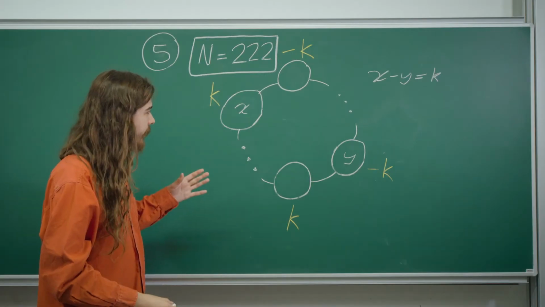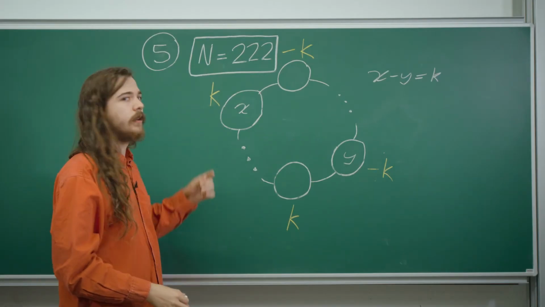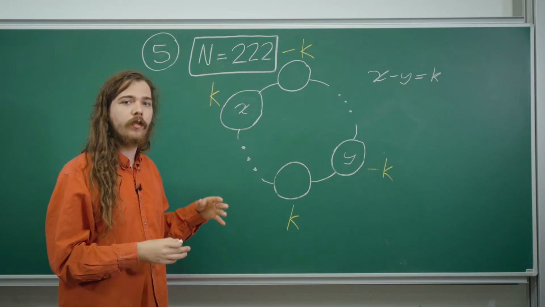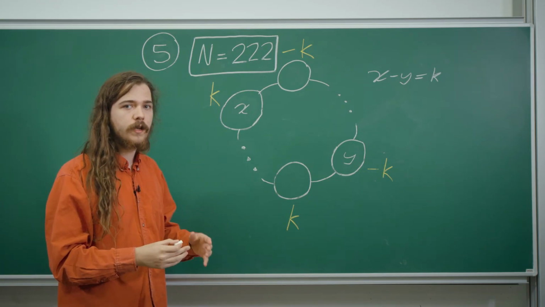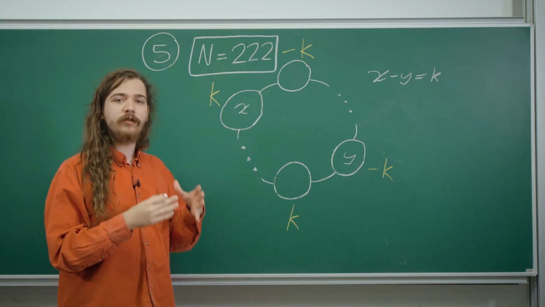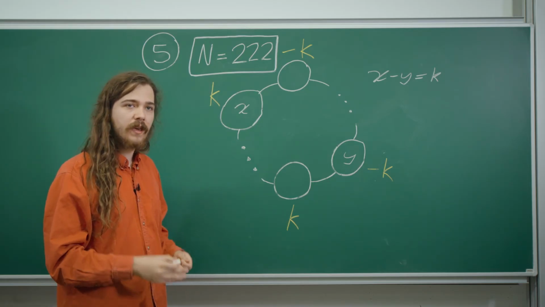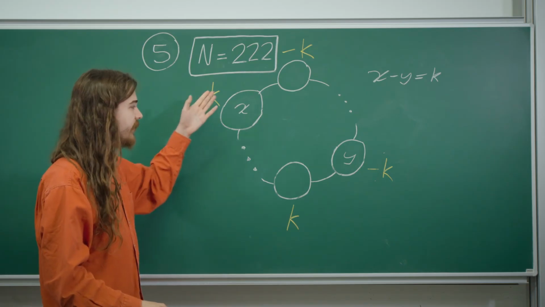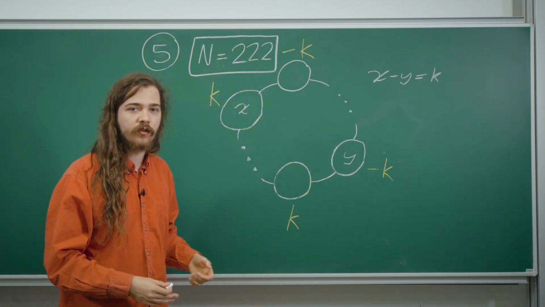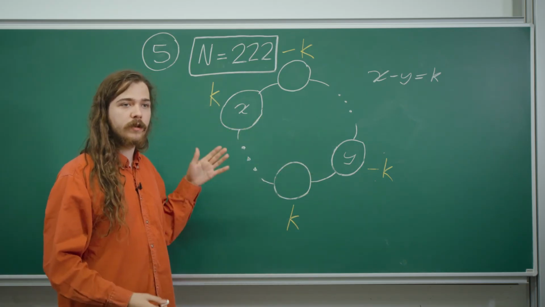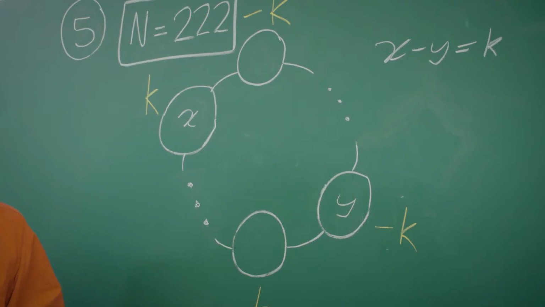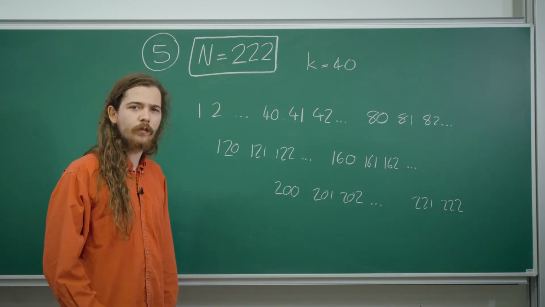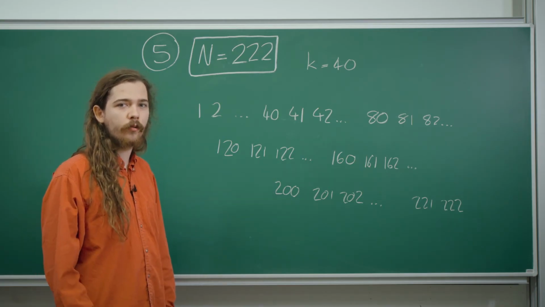So the question is, for which values of k can we partition the numbers from 1 up to 222 into pairs where every pair differs by k? If we can do this, then we can certainly satisfy the condition of the yellow numbers, and we're good. But if we can't do this, then it will be impossible. Clearly, there will be some values of k which are not possible.